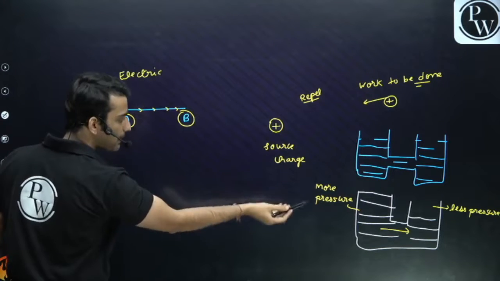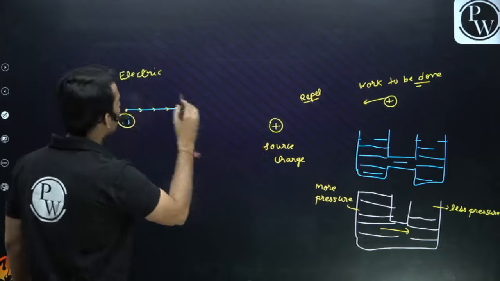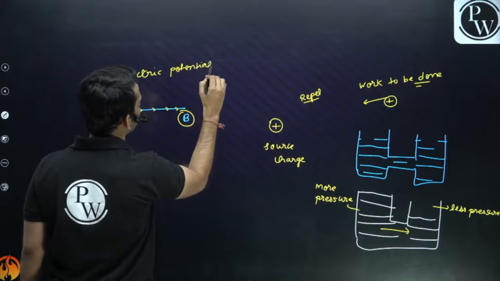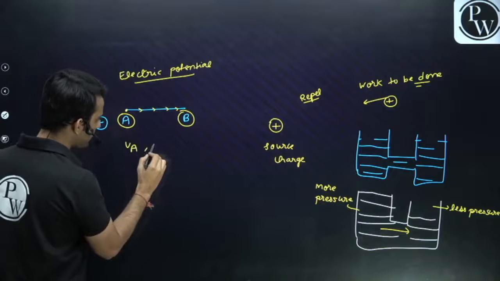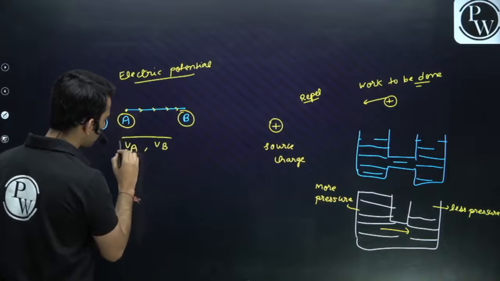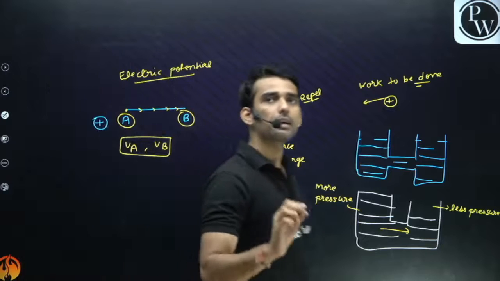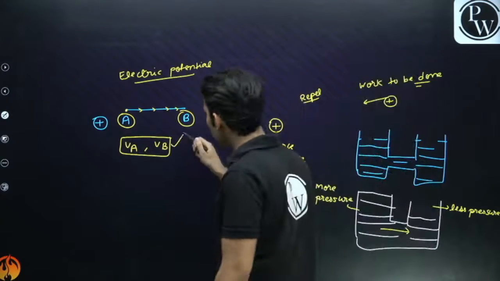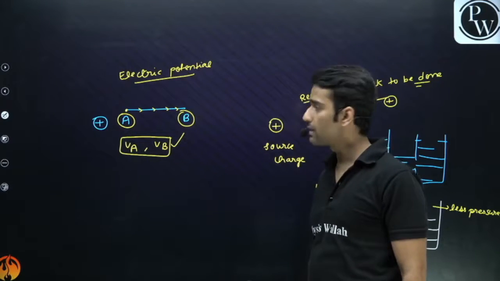It's like pressure here: we have an electric potential here. So the potential at A is VA, and the potential at B is VB. So guys, in any conductor, if there is a flow of current, that means we have a potential difference, right?